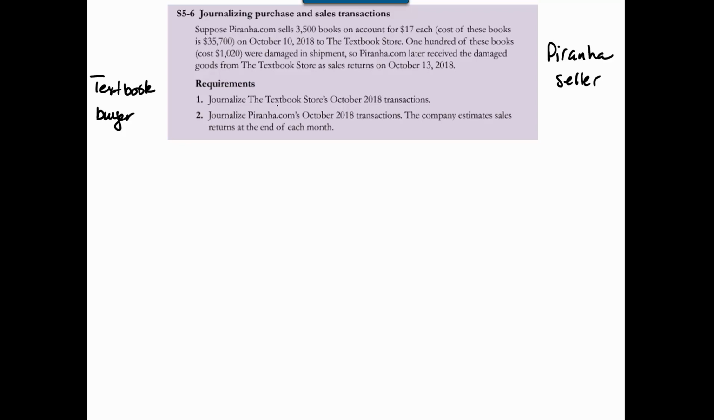But we're going to do them both from the textbook store, which is the buyer, and then we're going to see how these same transactions look to Piranha, the seller. Okay. So first, the sale. So on the 10th, they bought a bunch of books, right? So they bought 3,500 books at $17 each. So that's a total of $59,500. So on the 10/10, I'm just going to skip the dates. Well, here, let's try to fit that in. 10/10, they're the purchaser. So this is back to the first thing we did.